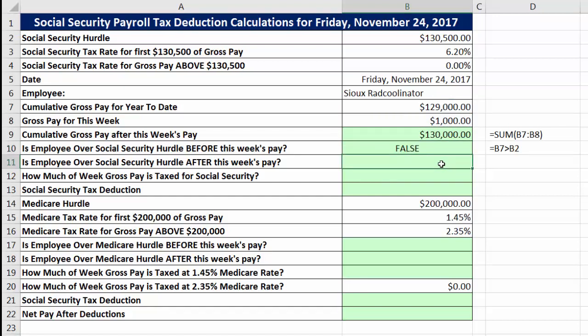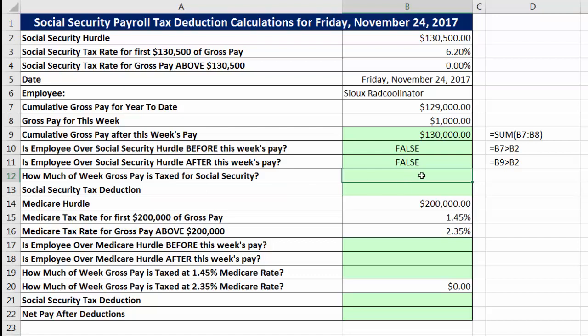Now we can create our second logical formula. We need to ask the question, is the employee over the Social Security hurdle after this week's pay? Equals, are the cumulative after this week greater than the hurdle? We can probably eye that one too, but when I hit enter, Excel agrees with us. Both false. So that means before we can actually calculate the deduction, we have to figure out how much of this week's gross pay is taxed for Social Security.